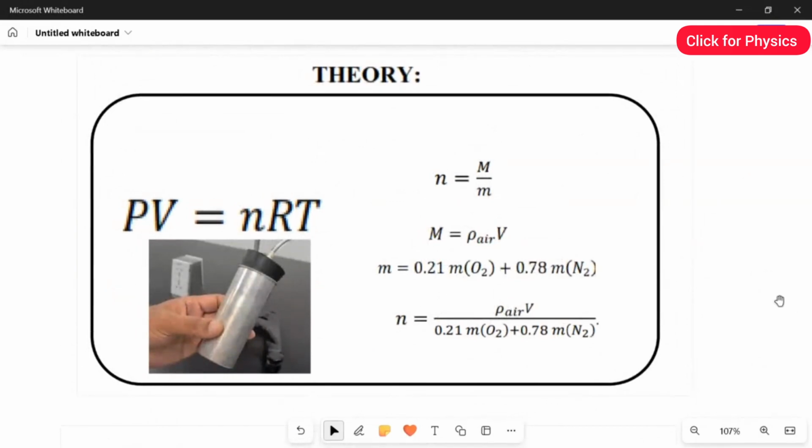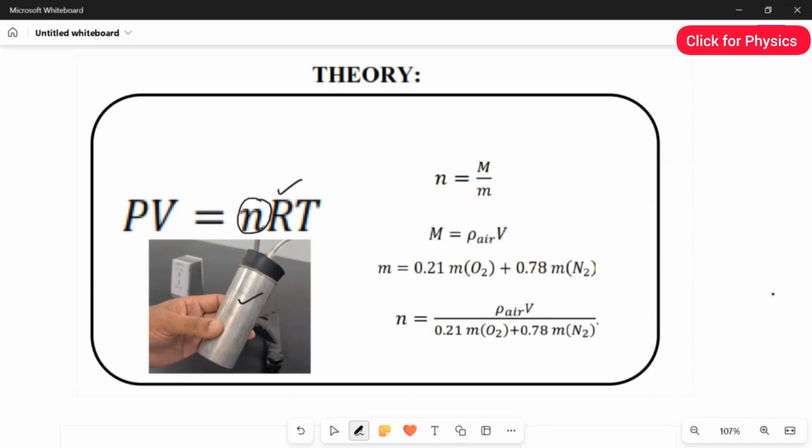If you see here, we are going to use the standard equation, the ideal gas equation, PV equals nRT. By using this equation, we are going to find the value of R experimentally. For this, you need the volume as well as the temperature variation, as well as the information about the number of moles of gas present in this canister. If you see this picture, I show the canister here. So we are going to find the number of moles of gas present in the canister.